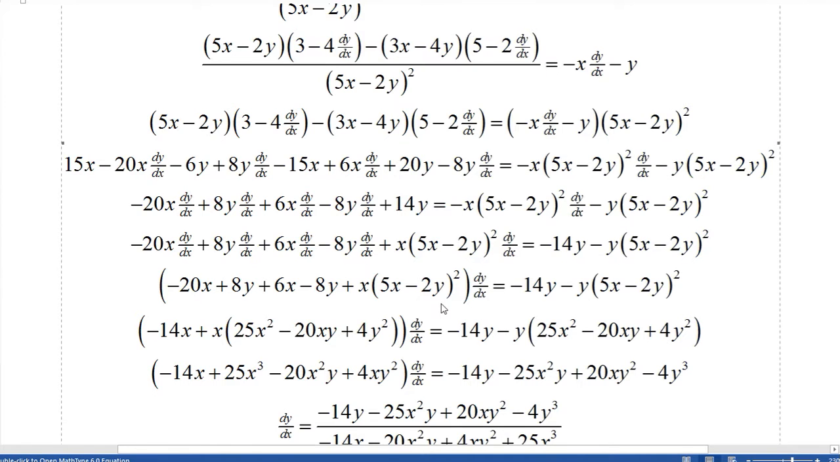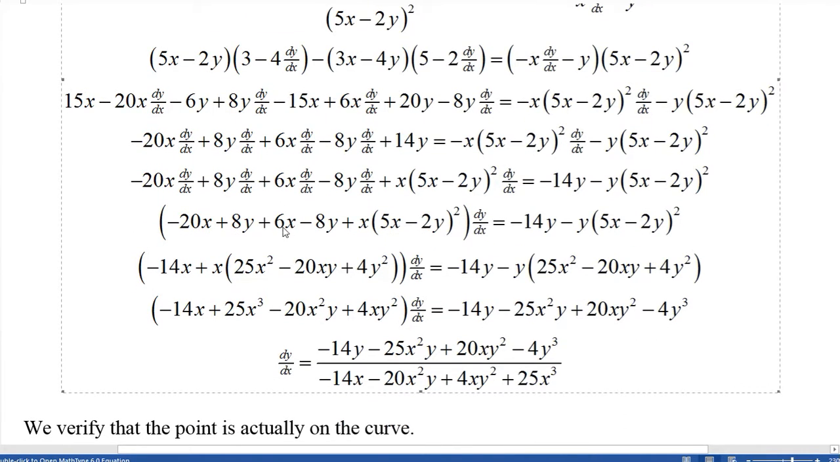I think maybe the next thing we want to do is, well, a couple things. We can combine some like terms here. Negative 20x plus 6x is negative 14x. 8y plus a negative 8y is 0, so that goes away. And then I want to expand this out. (5x minus 2y) squared: you square the first, that's 25x squared. Square the last, that's plus 4y squared. Multiply here is negative 10xy, and double it's negative 20xy.